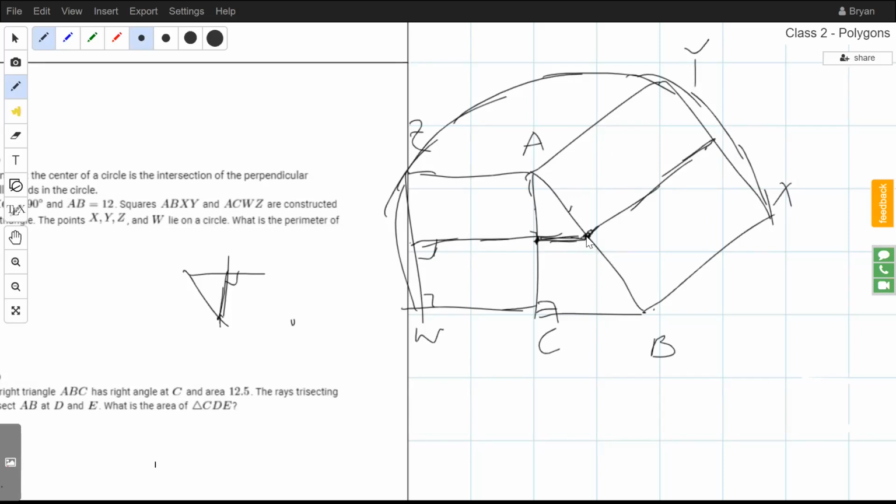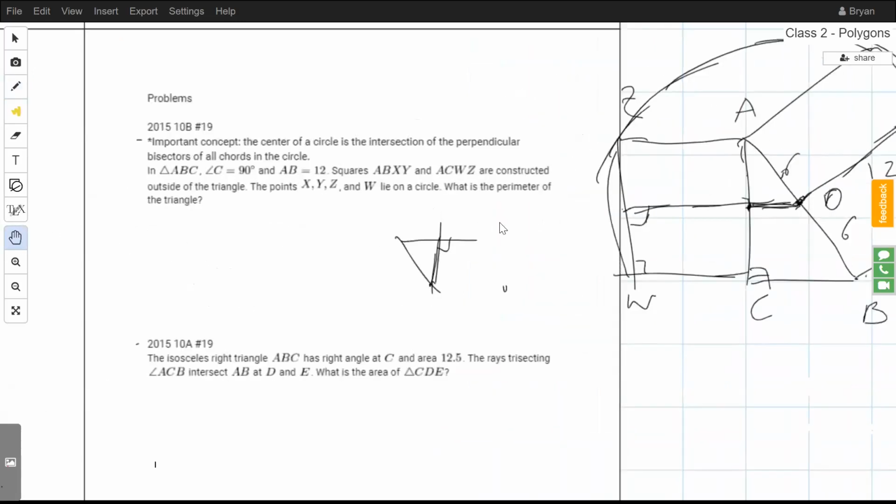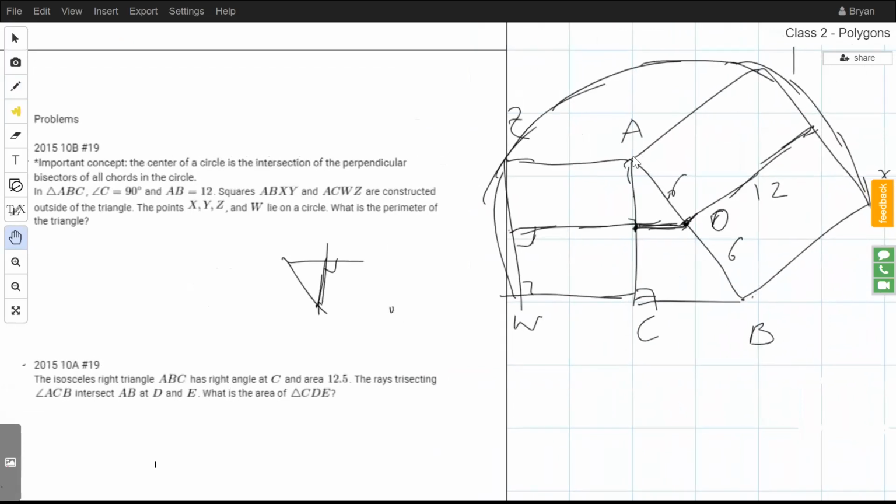So we know that the center of the circle that WZYX is on is this midpoint. Call this O. Usually you call the center of a circle O for some reason. Okay, so we know that AB is 12, so these are all 6. And this thing is 12. But what are we actually looking for? We're looking for the perimeter of the triangle, which means that we need to find the side lengths AC and BC.